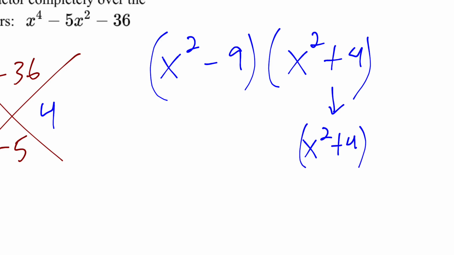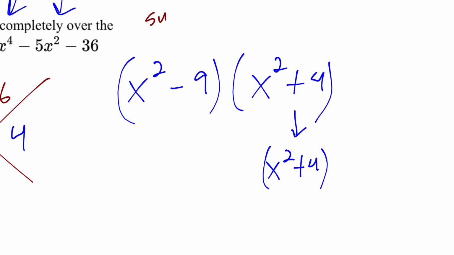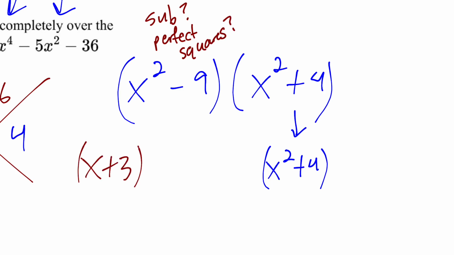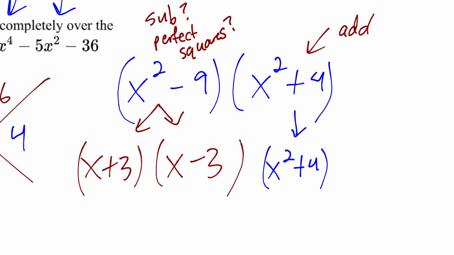But this one on the left, we check our list. Is this subtraction? Yes. Are these perfect squares? Yes. So we can actually shorten this, or not shorten it exactly, but split it further. So this one, using the difference of squares shortcut, becomes x plus 3 times x minus 3. And there's our final answer. The one on the right does not work that way because this is addition. And addition, it's the difference of squares shortcut, not the sum of squares.